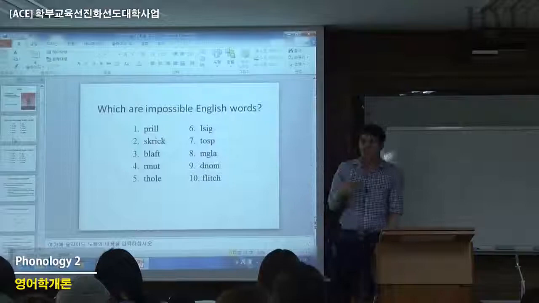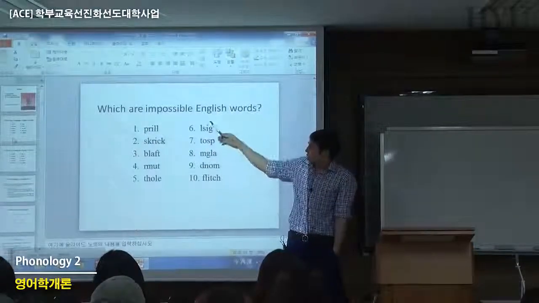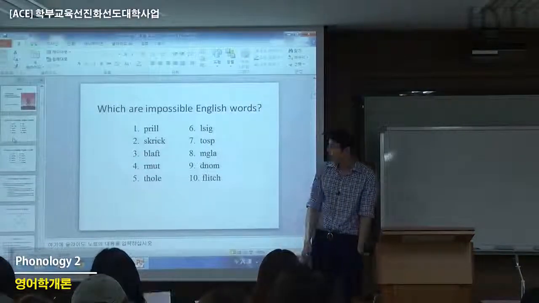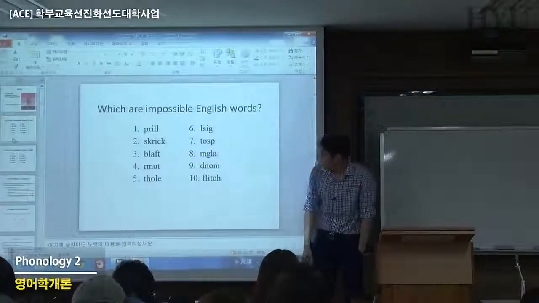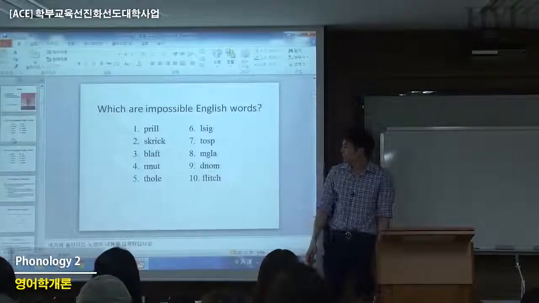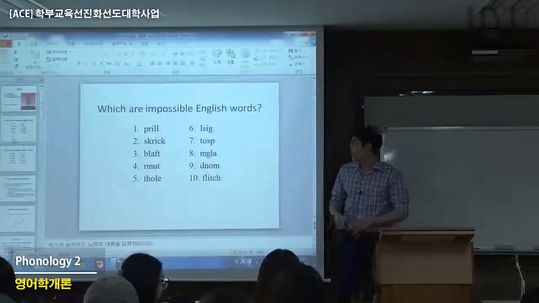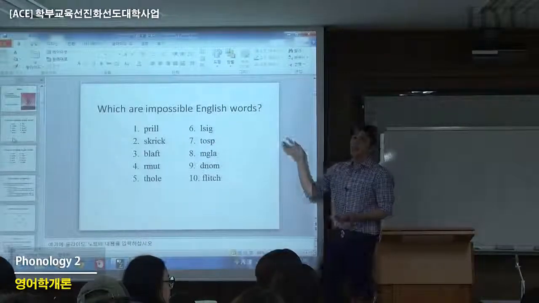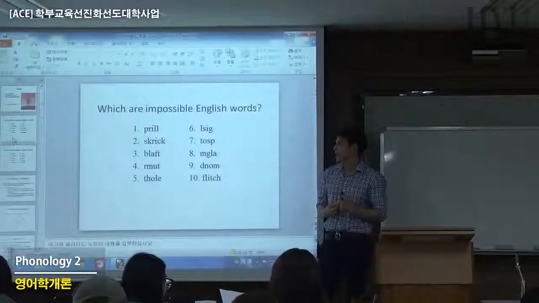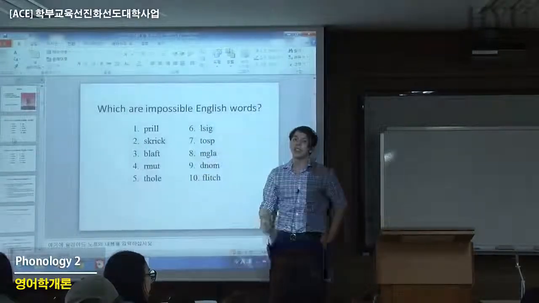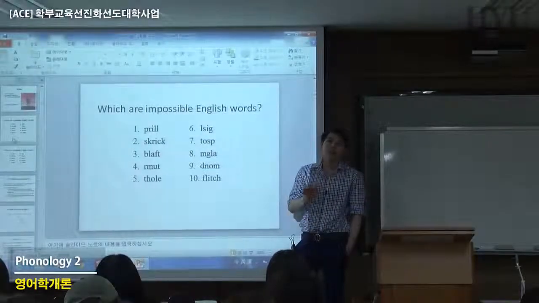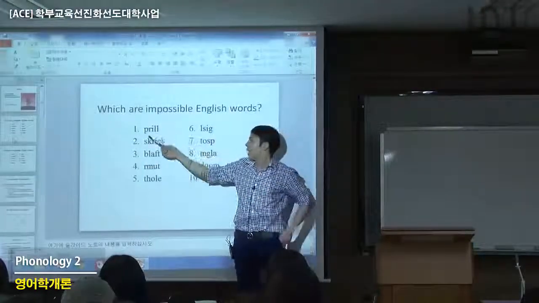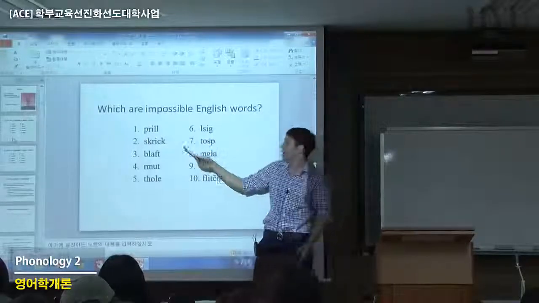The way I introduce phonotactics is, if you look at this list of words, 1 to 10: prill, skrik, blaft, armut, thol, lasik, tosp, magala, denom, and flitch. Which of these are possible English words? None of these has meaning, but you can guess. Do you think 1, prill, is a possible English word, even though you don't know the meaning? Yes, right? We have thrill. We have other words that sound like it. So 1 is possible.